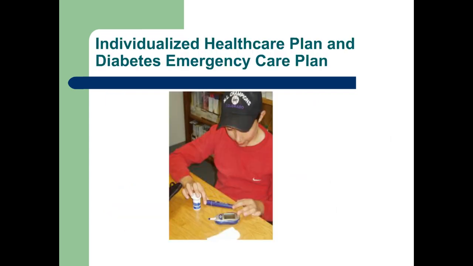At school, each student with diabetes will have an individual health care plan and a diabetes emergency care plan developed by the school nurse. These plans summarize day-to-day care for the student and are based on the Diabetes Medical Management Plan received from the student's health care provider. Each school staff member who has direct responsibility for a student with diabetes will receive a copy of the student's individualized health care plan and diabetes emergency care plan. These must be available for substitute teachers or staff.